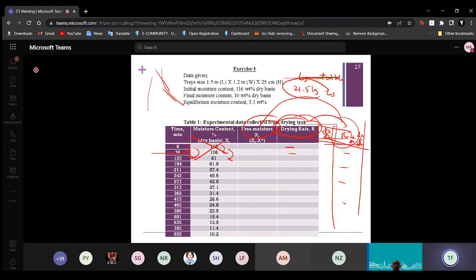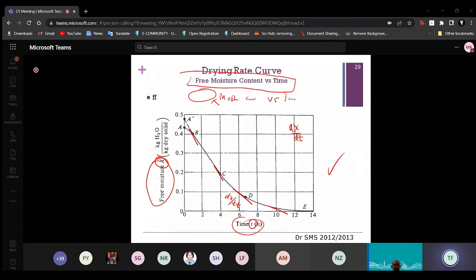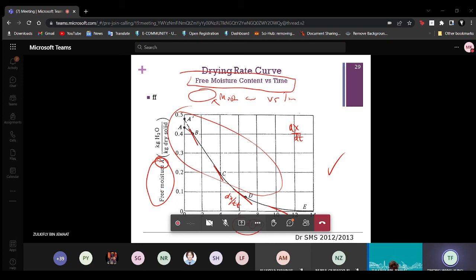Okay. So just now when I tried to find the gradient for each point, I realized that the graph for free moisture versus time was negatively sloped, meaning that for each point, the gradient I find will be negative. So the graph for R versus X would be inverted, as Dr. shared just now. Meaning it will be upside down, it will go downward. You didn't get it like this? I get this, but because of this graph, the gradient will be negative.